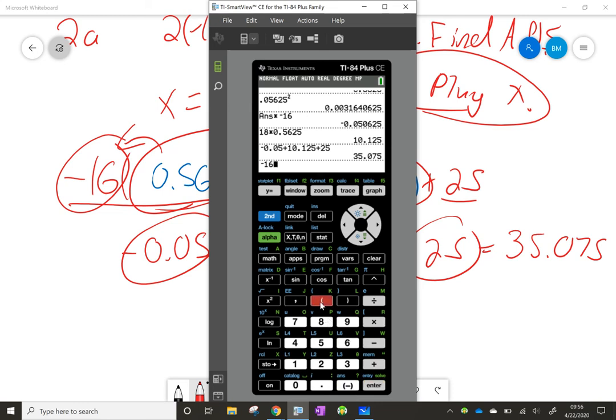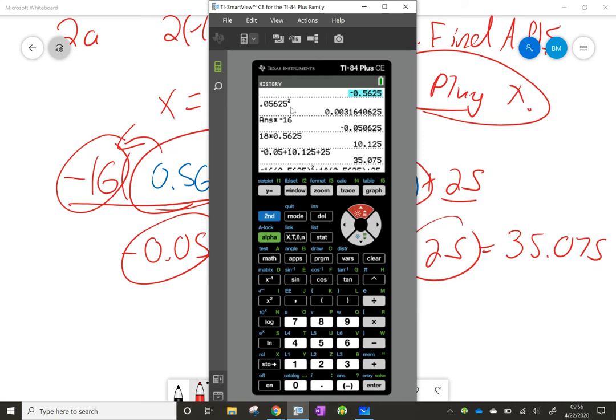The first example, negative 16 times 0.5625 squared plus 18 times 0.5625 plus 25. Now, there might be a small rounding error, but it should be pretty much the same thing as 35. Ooh, it's not. So did I type something in wrong before? I must have typed something in wrong before, because that's a pretty big rounding error to have.